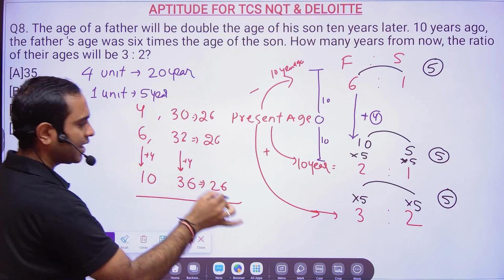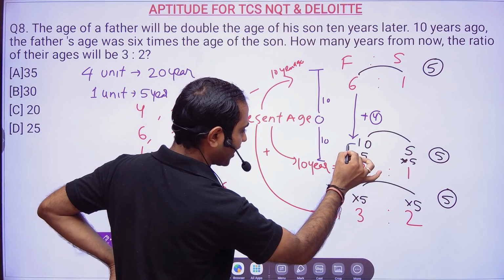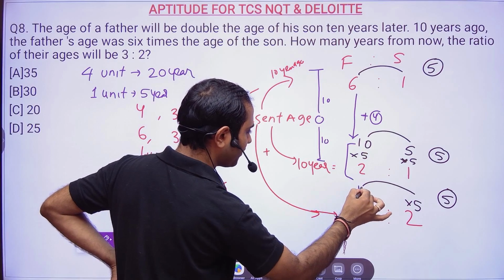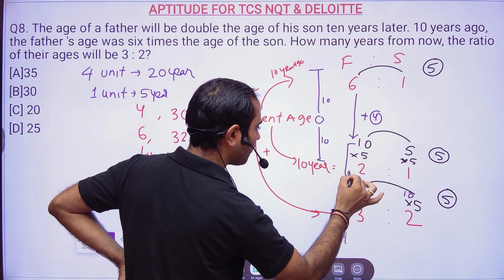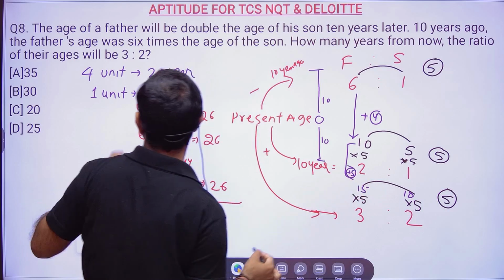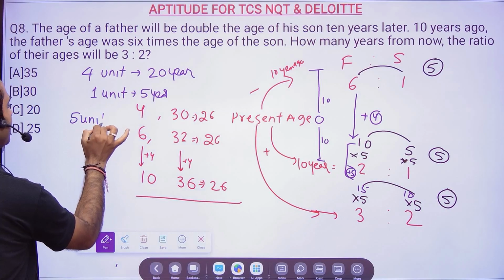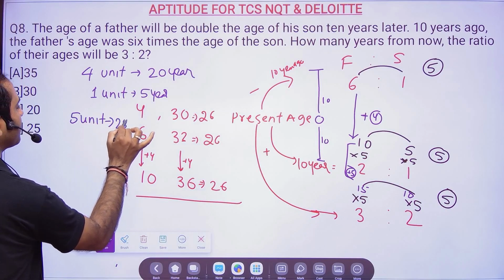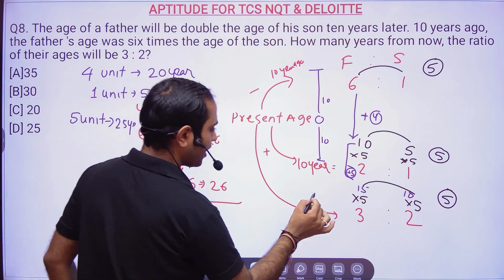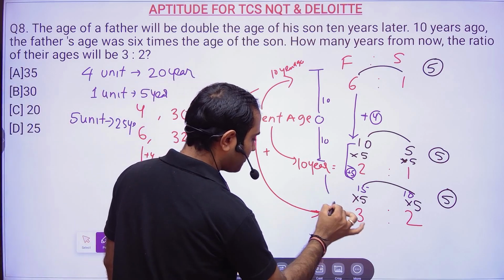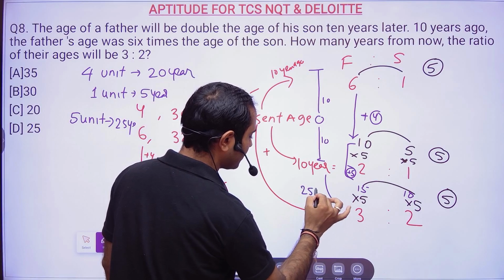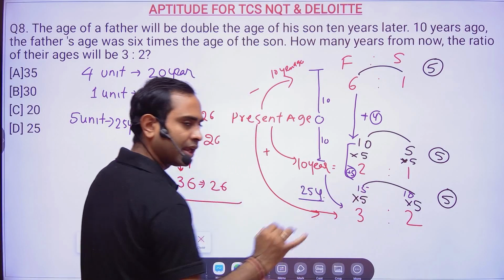Now here you see, it was 10 and from 10 it became 15, right? So 5 units will increase in how many years? 1 unit increment in 5 years. So 5 units increment will be there in 5 into 5, 25 years. That means after 25 years, the ratio will become 3:2.